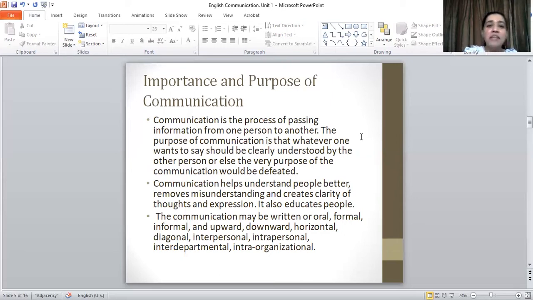Now, what's the importance and purpose of communication? Communication, as we already saw, is the process of passing information from one person to another.